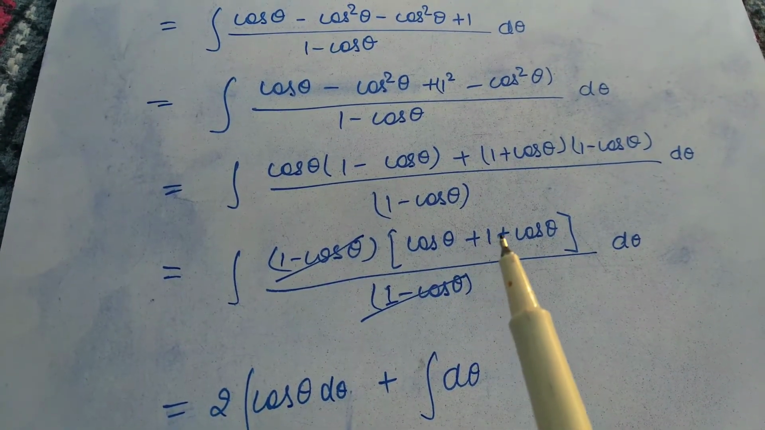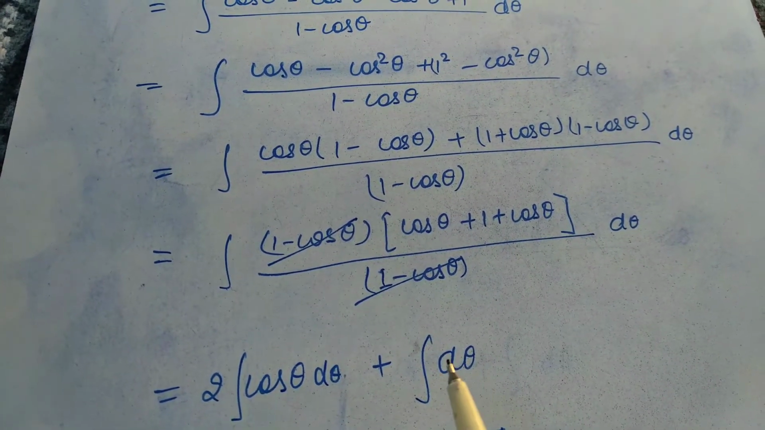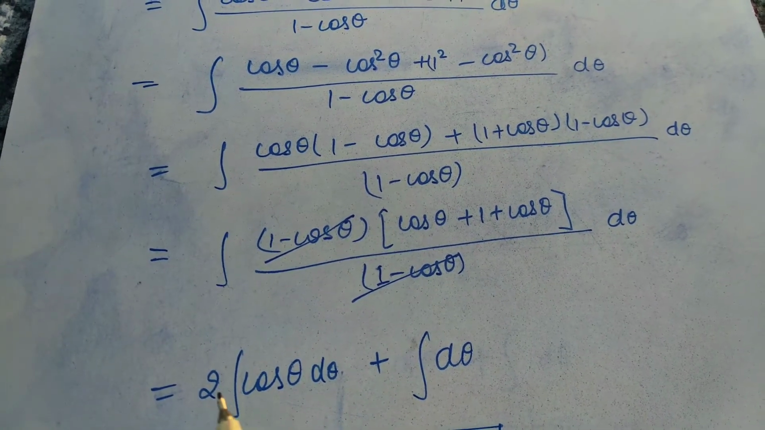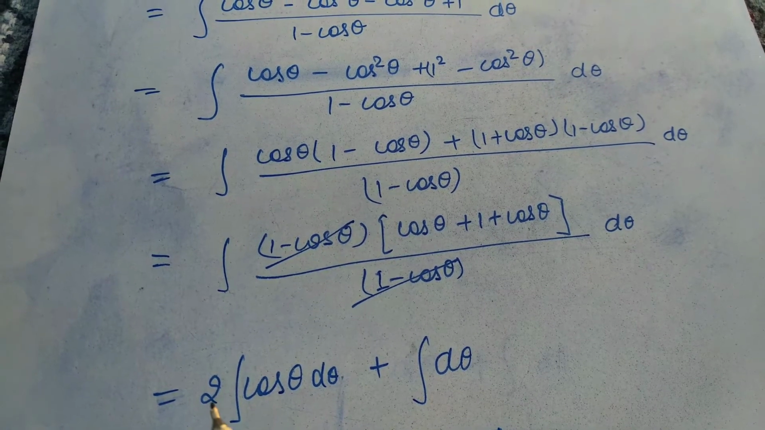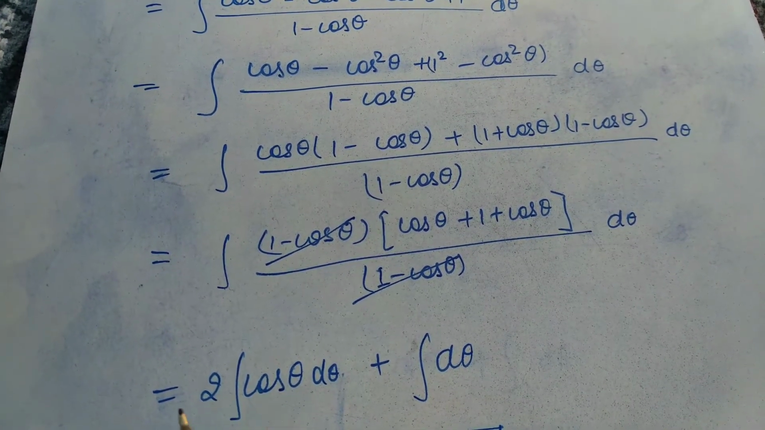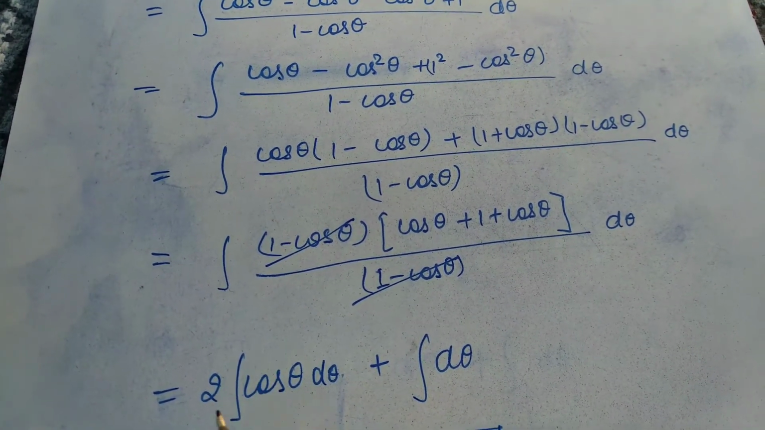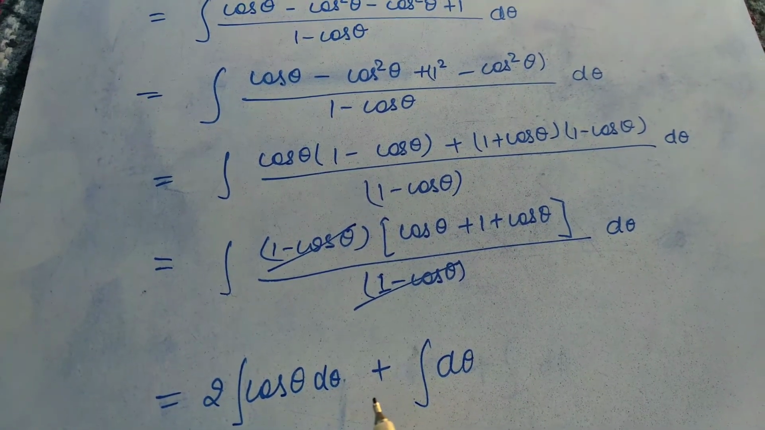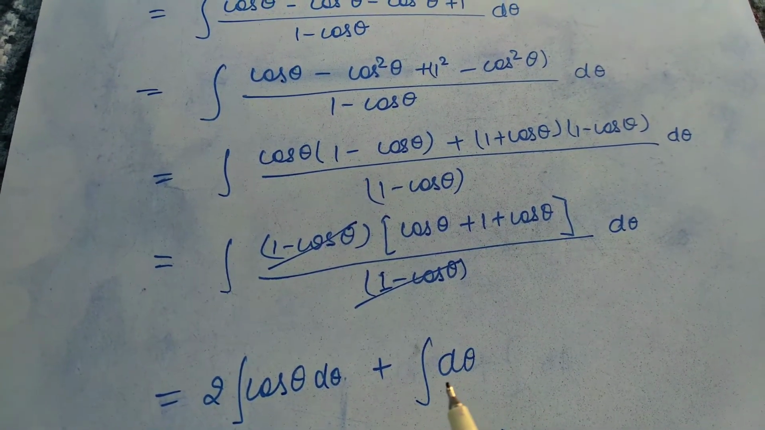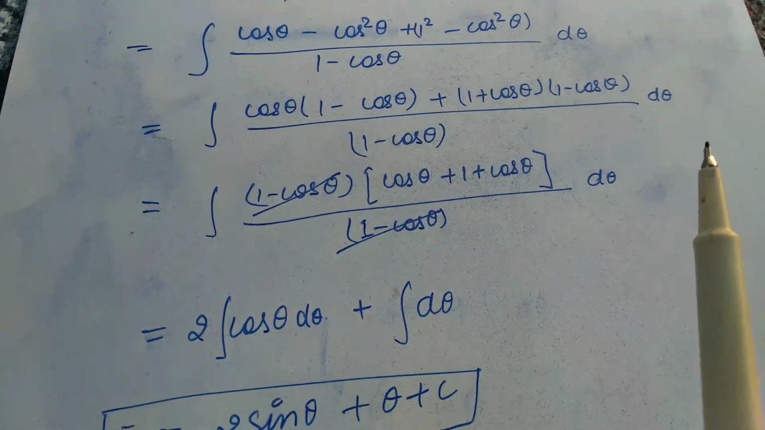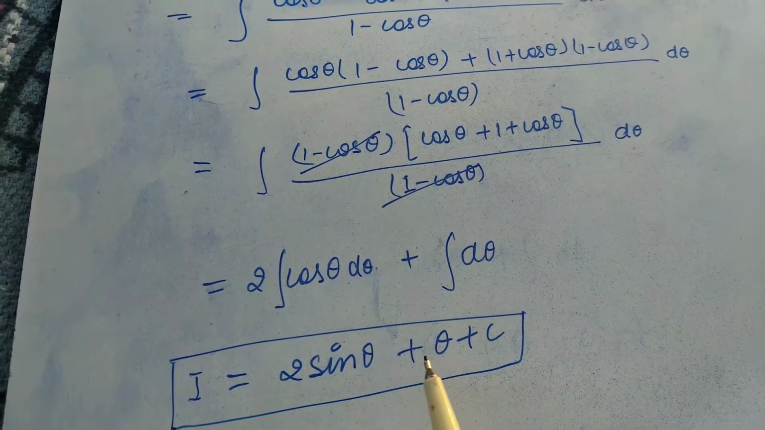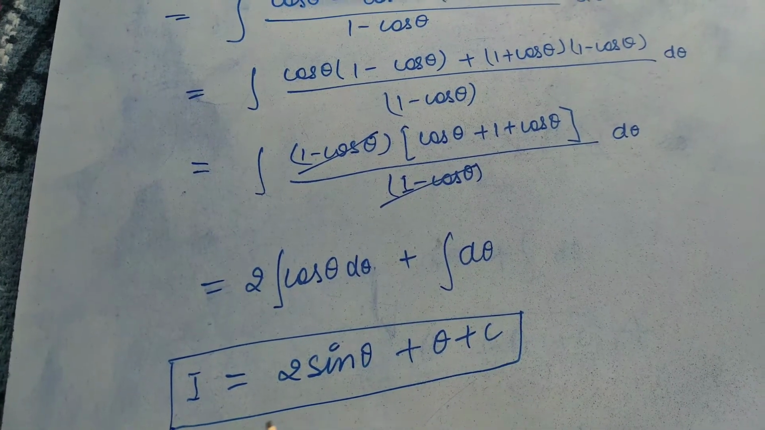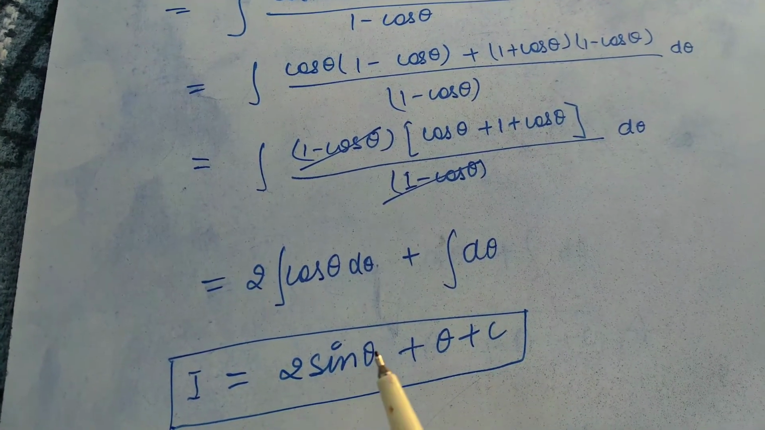It will be 2 cos theta plus 1. So here we have integrated both the terms. This is 2 cos theta, we have put 2 outside the integration. So it is 2 into integration of cos theta d theta plus integration of d theta. So this is the answer. I is equal to 2 sin theta plus theta plus c. This is the answer.